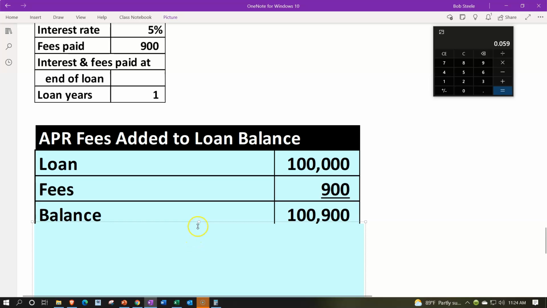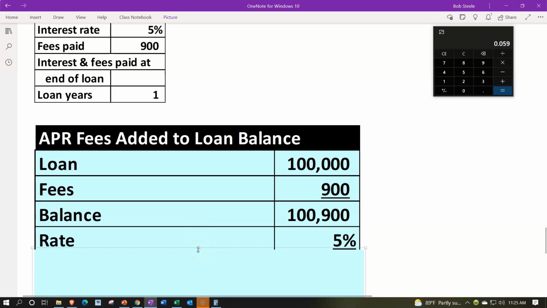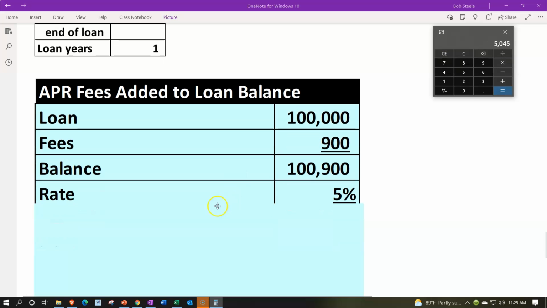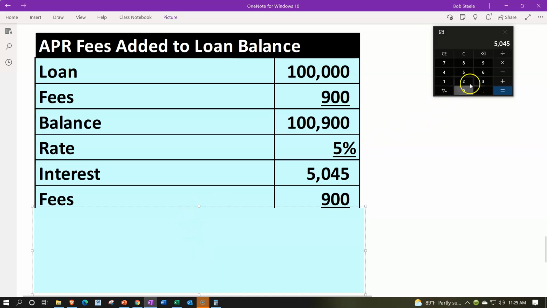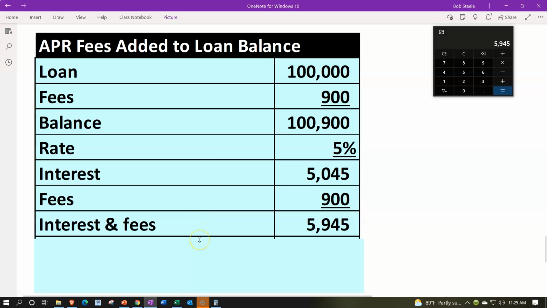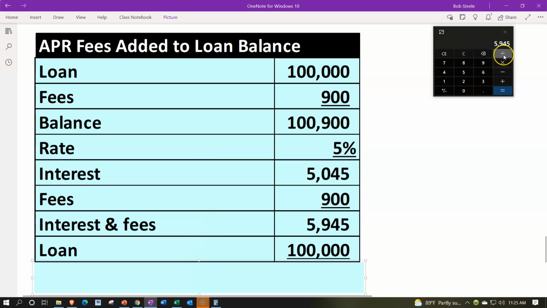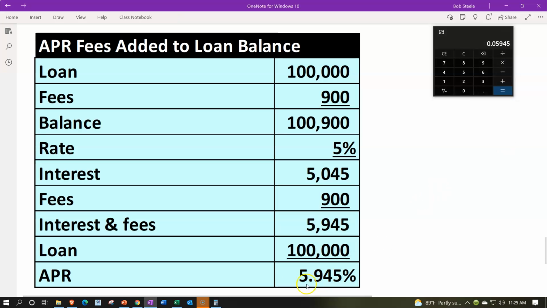Now, there's only going to be one time period, so we're going to pay that at the end, and that means you're going to pay the 5% annual. So now we have, instead of $100,000, we got 100,900 times the 0.05. That means we're going to be paying the $5,045 of interest plus the fee, which was that $900. So we say plus the $900. That's going to give us then the $5,945. Comparing that then to the $100,000, we get the rate of the 5.945 if I move the decimal 2 places over on this one.